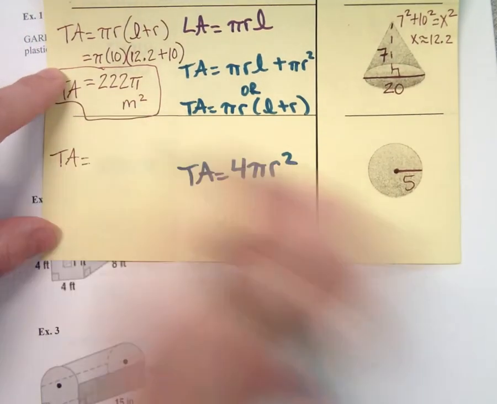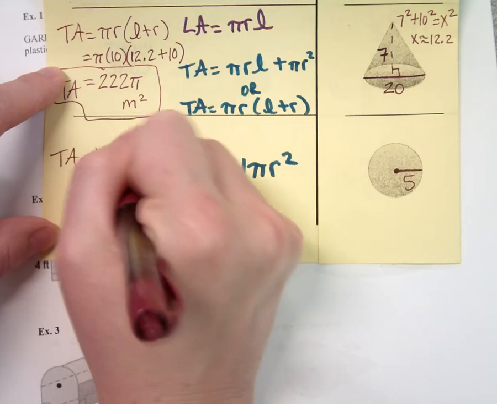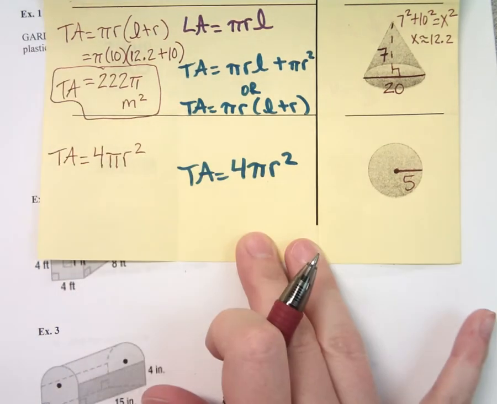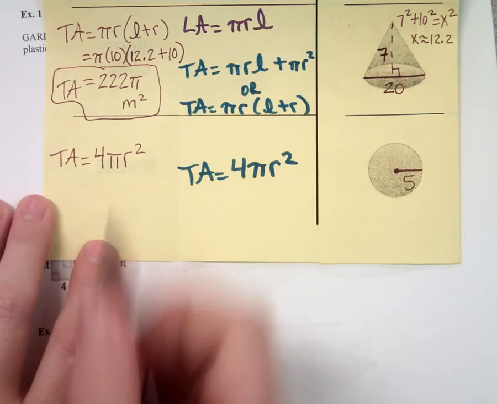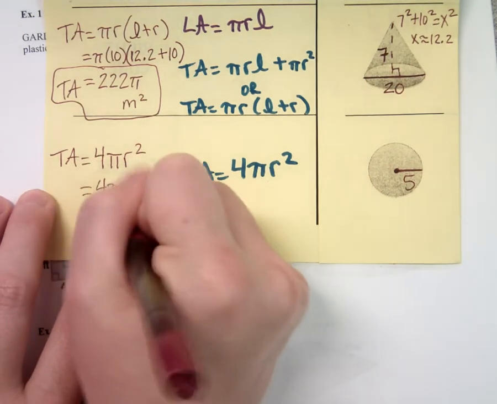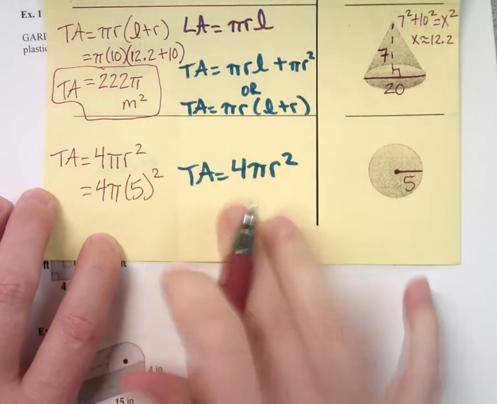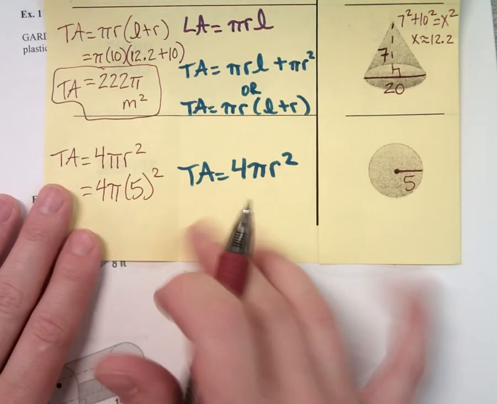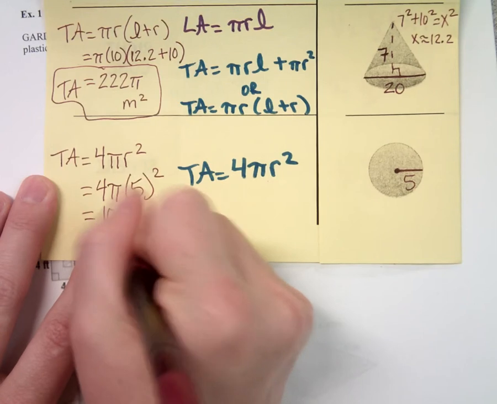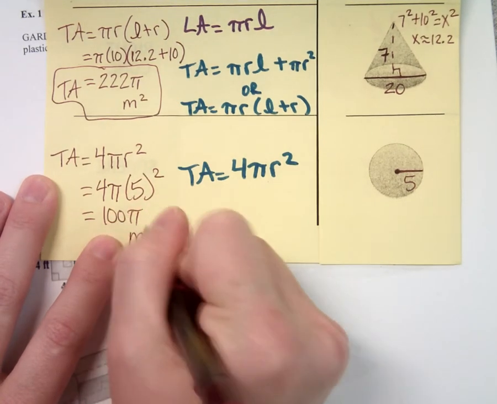This one, we only have the one formula, 4 pi r squared. And what did we say the radius was? 5, so it'd be 4 pi times 5 squared. Okay, go ahead and work that out and leave that in terms of pi. 100 pi meters squared. Yep, 100 pi meters squared.